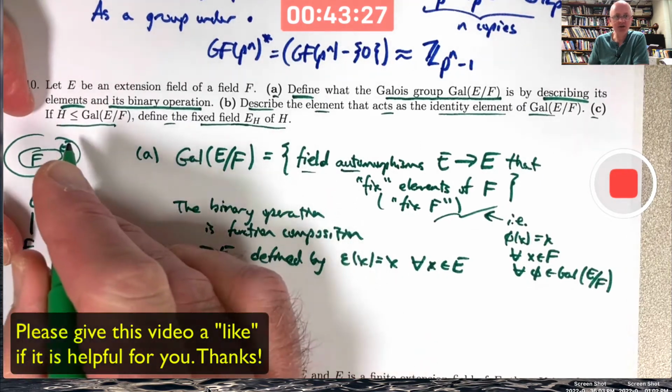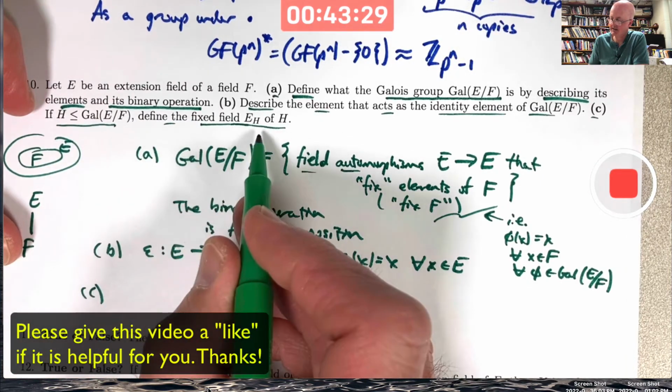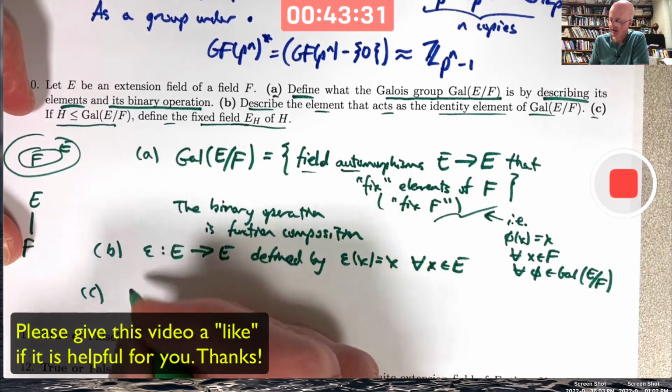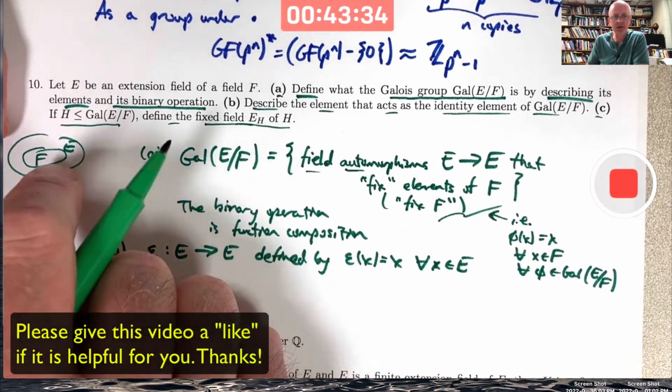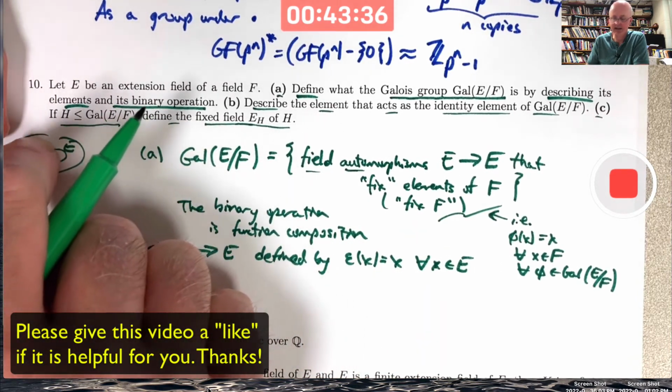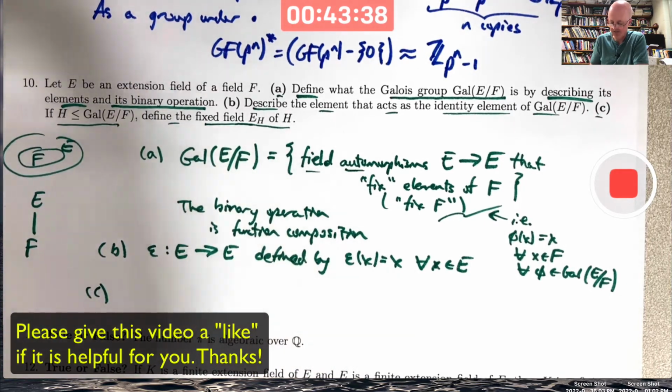Part C, if H is a subgroup of the Galois group, define the fixed field E sub H of H. It's, in general, going to be a field in between, you might say, F and E.